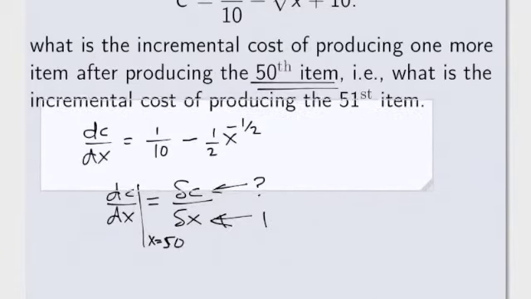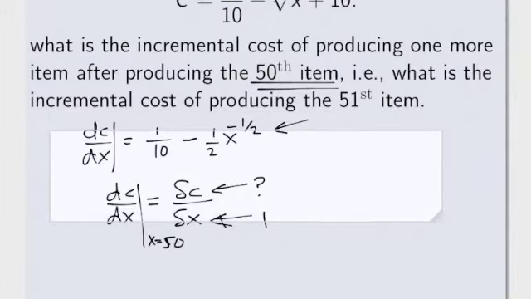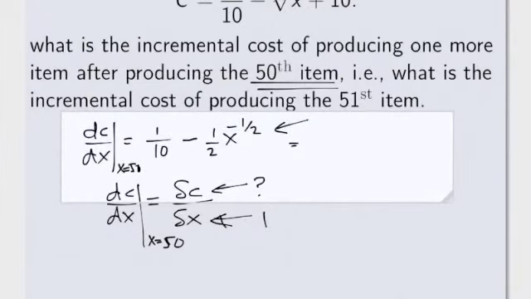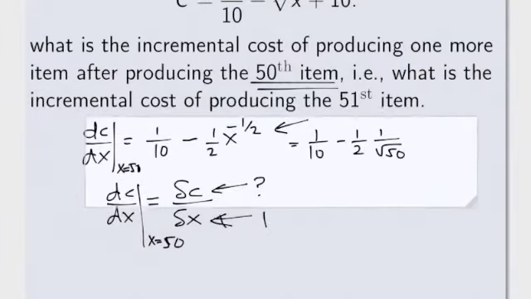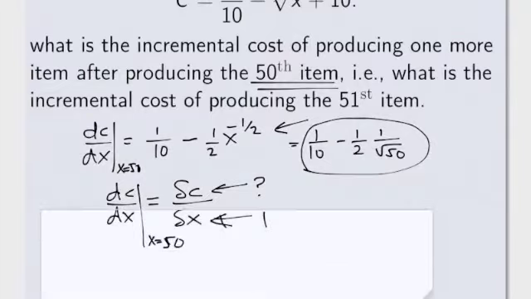So if we substitute 50 in this expression for dc dx, let's evaluate at x equal to 50. So we'll obtain 1 on 10 minus a half square root 50. We can evaluate this number using a calculator.